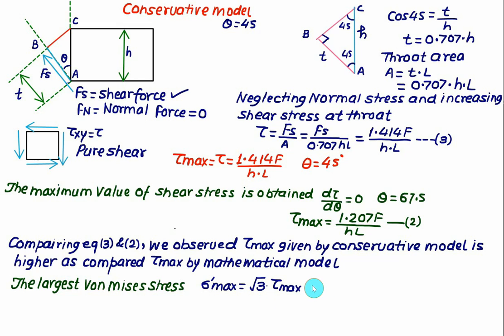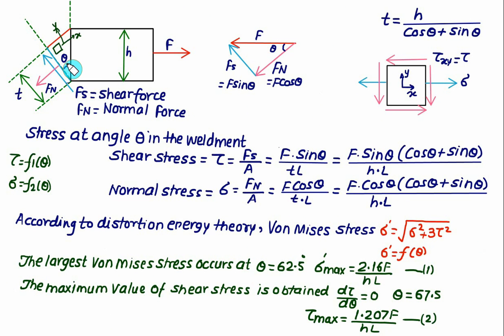So we have root 3 into 1.414 multiplied by F divided by HL. So in this case, sigma prime max, that is the largest von Mises stress, is root 3 multiplied by 1.414, which will come as 2.45 times F divided by H into L. And if we calculate using a mathematical model at any angle theta, the largest von Mises stress comes out to be sigma prime max equal to 2.16 times F divided by HL at theta equal to 62.5.